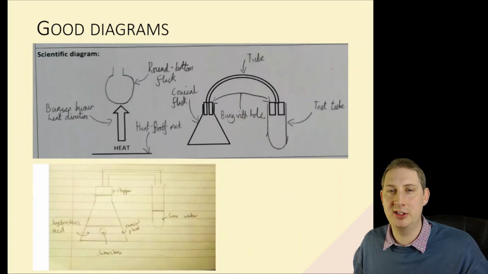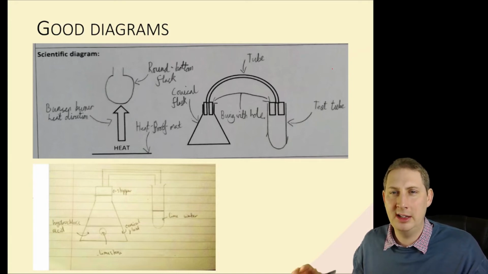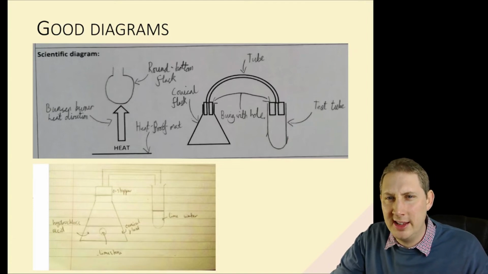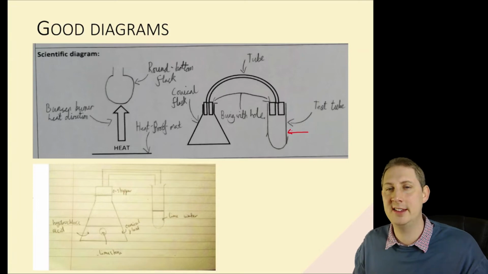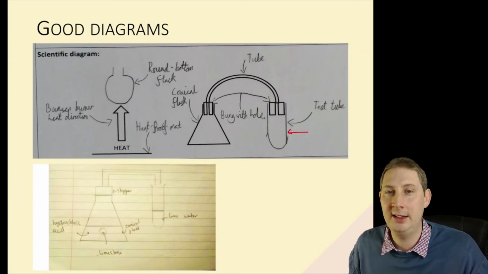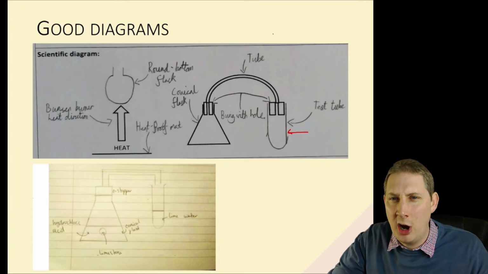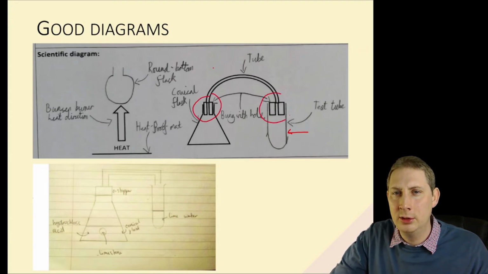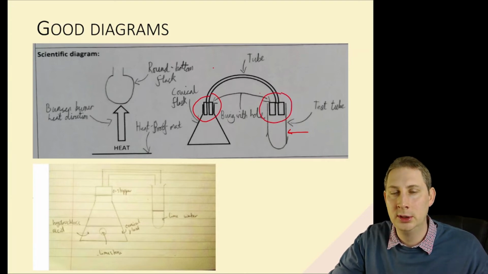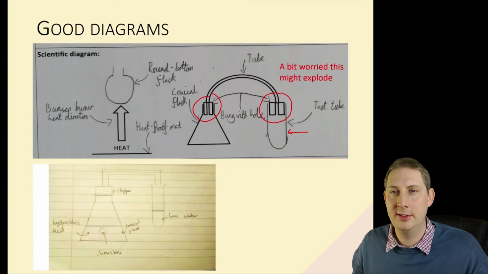Here we go, getting much better here. We've got some nice scientific diagrams, clearly drawn with a ruler where possible. Look at this. A ruler's been used to draw the sides of the test tube, and then the bottom's been completed freehand. Great. We've got the bungs with the hole in them, which is really important. So the bungs here, the gas can actually get through, although I am a bit worried that the system on the right might explode. There's nowhere for the gas to escape to, and so the pressure is going to build up.